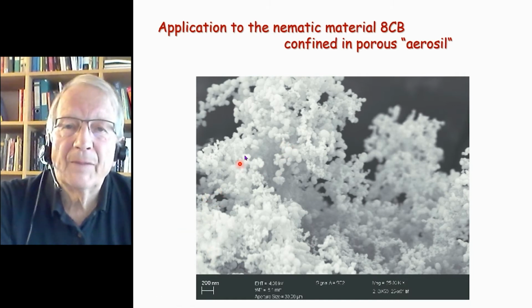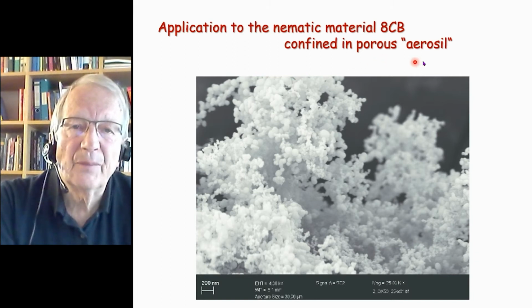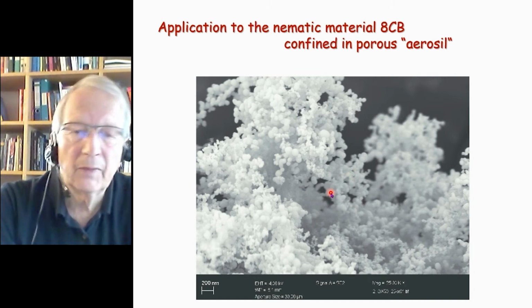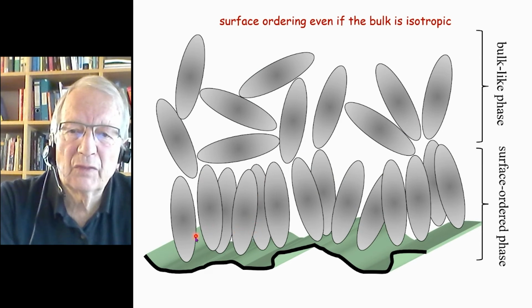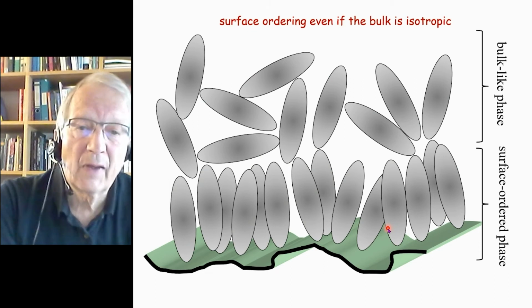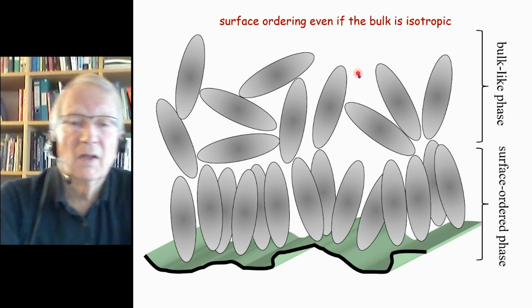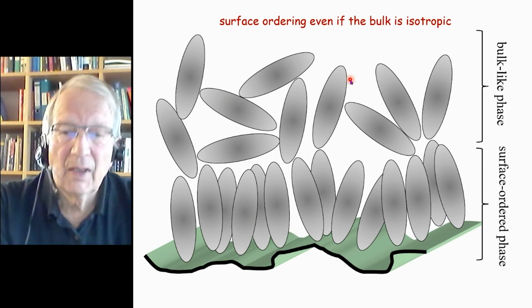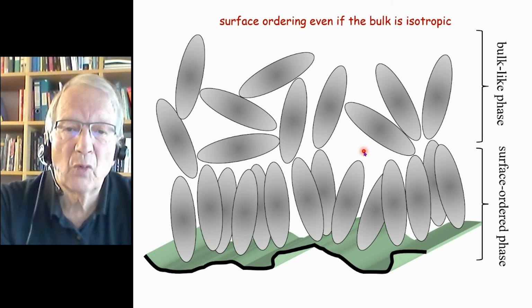Now let's turn to a further application where we confine the nematic material HCB in a porous medium. Aerosil is a silicon material with a very large specific surface. And this means that molecules will be oriented at the surface, even in the isotropic phase, even if the bulk is in the isotropic phase, even above the isotropization temperature. So we have a surface-ordered phase in the pores of this material.